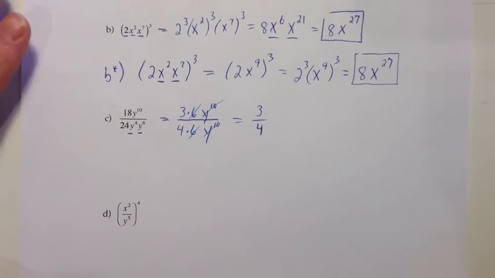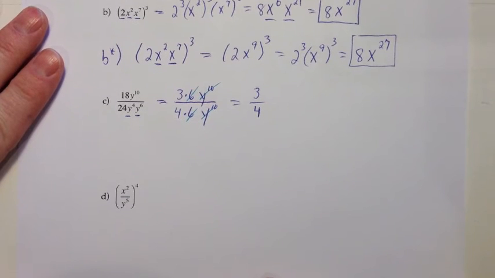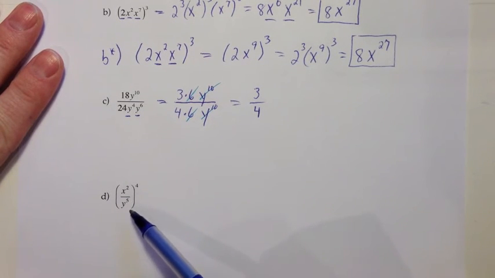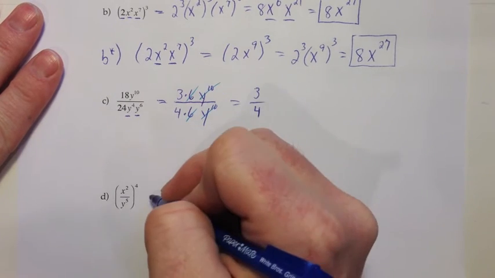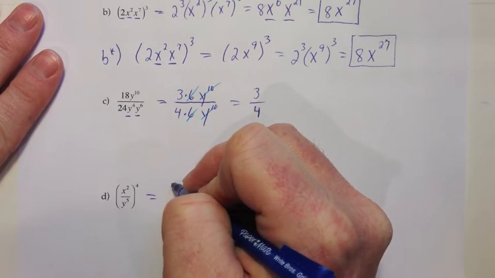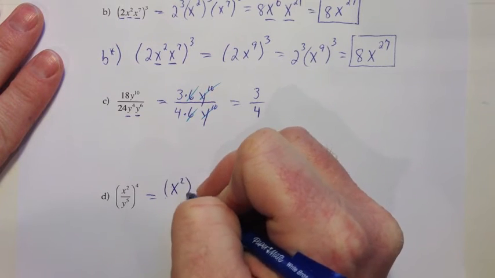Alright, let's go ahead and look at another example. This time we have a fraction to a power, or a quotient to a power. And on the previous page we did have a quotient to a power rule that said, if that is the case, take your numerator and raise that to the power.